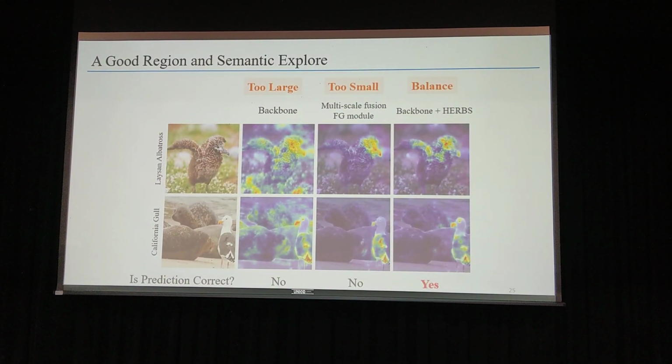Let's take a look at the final result. These two images are successfully recognized only when the HERBS module is added, which means it captured just the right information. The middle is the other fine-grained model, and the first is the backbone. The vanilla backbone focuses on too large an area, the other fine-grained model on too small, and HERBS is just right.